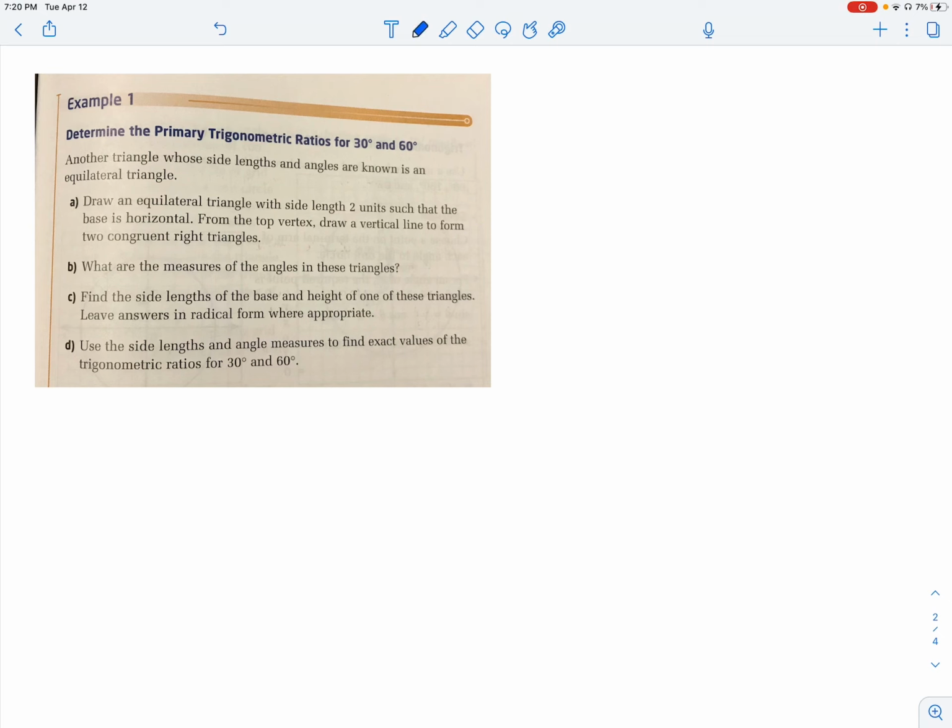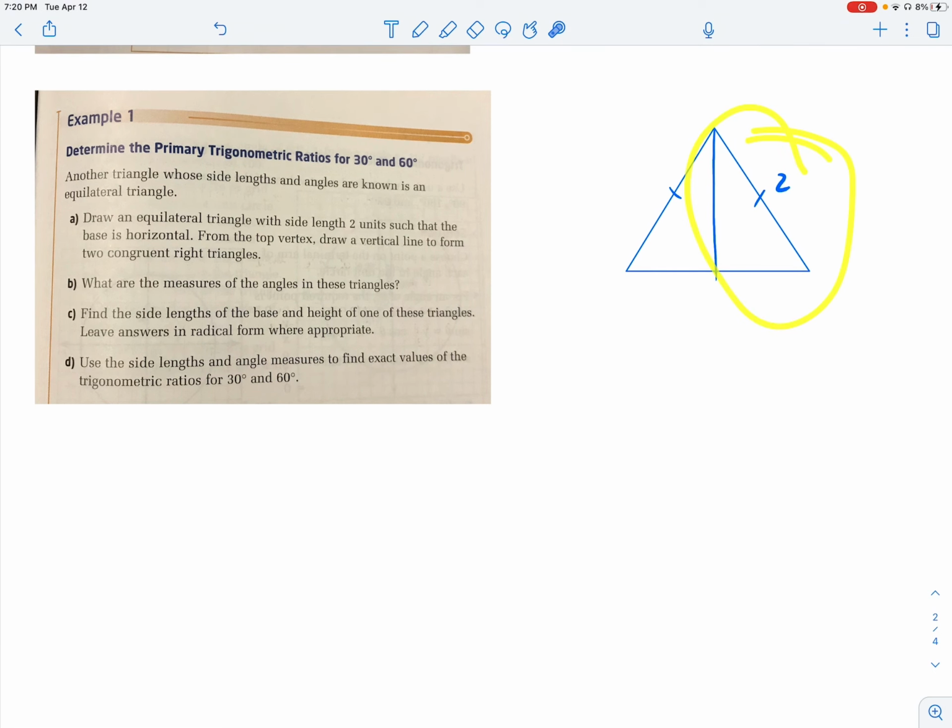It says draw an equilateral triangle such that the base is horizontal, and it says it has side lengths of 2. So that means all the sides are equal. They all have a value of 2. From the top, draw a vertical line to form two congruent triangles. So as I draw a line straight down, I now have two equal triangles. So this side and the other side. So that is part A.